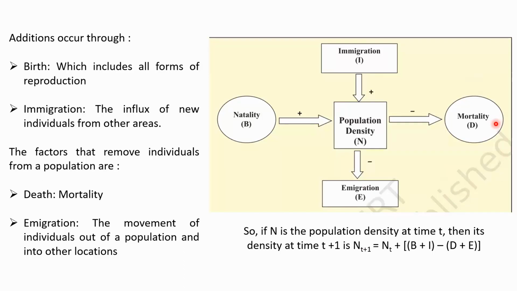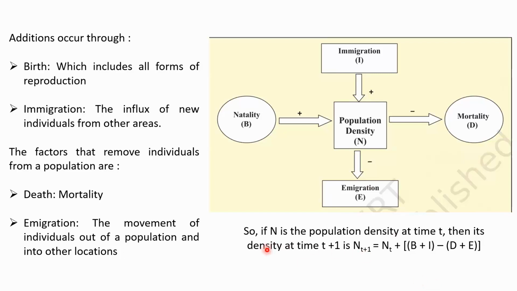So if I talk about a population which has a population density of N at time t, then its density at time t plus 1 would be the number of individuals that have been added through immigration and birth, minus the number of individuals that have been removed from the population as a result of death or mortality and emigration. So if N is the population density at time t, then its density at time t plus 1 would be the initial population plus the number of individuals that are added to the population minus the number of individuals that are removed from the population or that move out as a result of death and emigration.